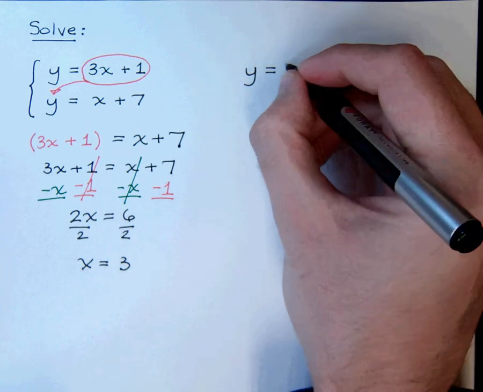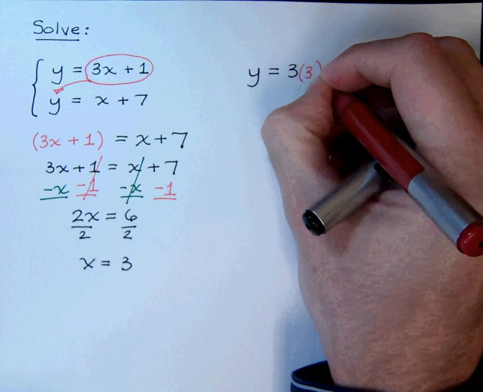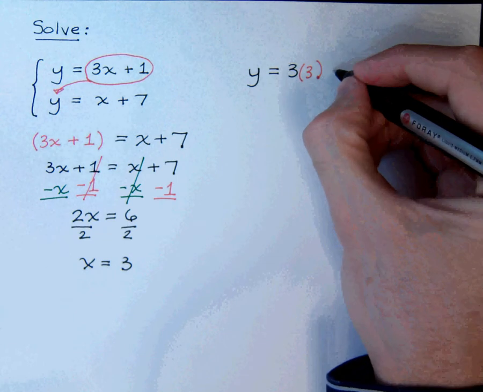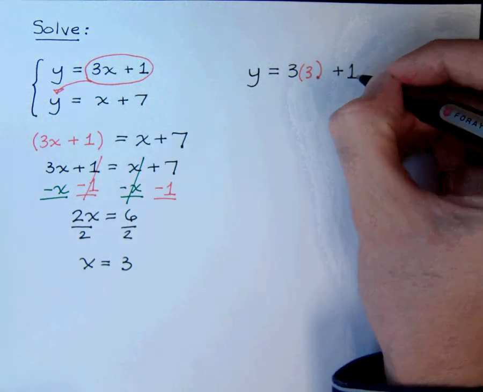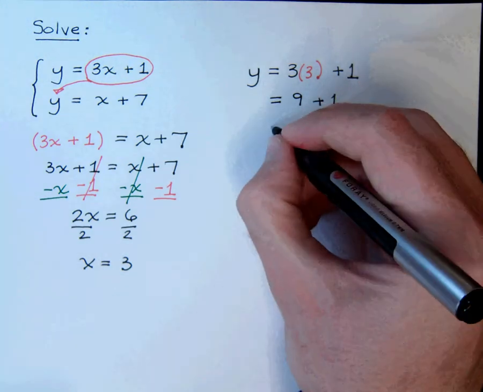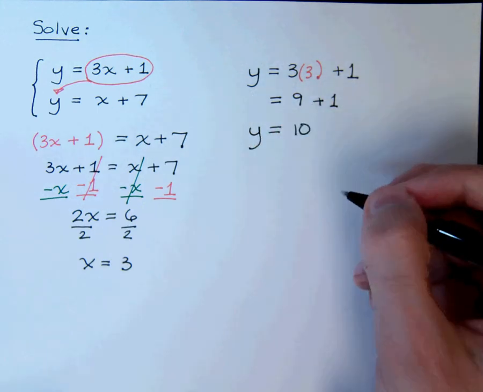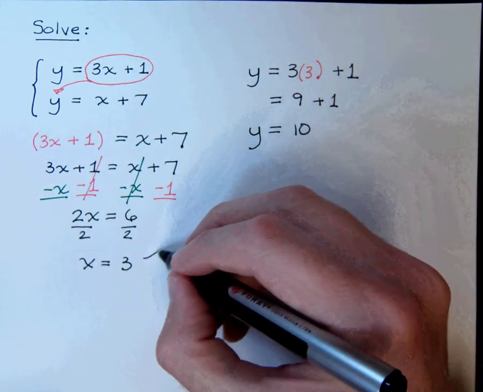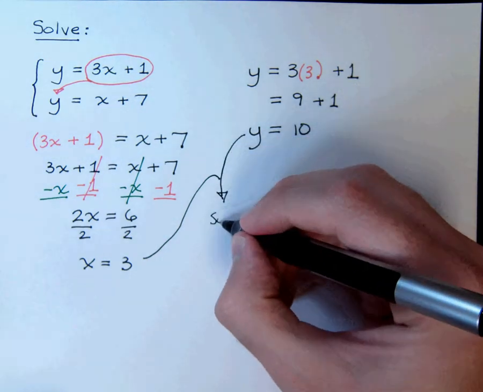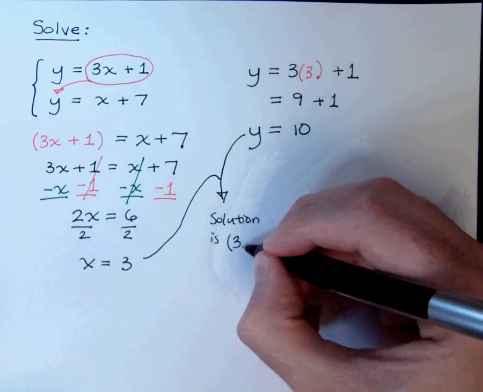So y is equal to 3. Instead of the x, I'm going to replace that with 3, because that's what I said x is equal to. So 3 times 3 plus 1. And when I finish the arithmetic here, 9 plus 1, and we come up with 10. So y is equal to 10. So we're saying that when we put these guys together, our solution is the ordered pair 3, 10.